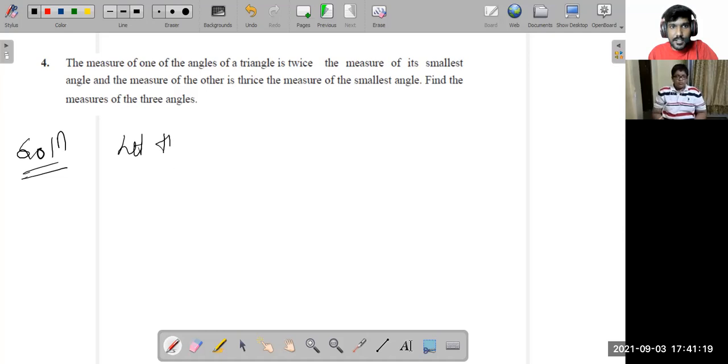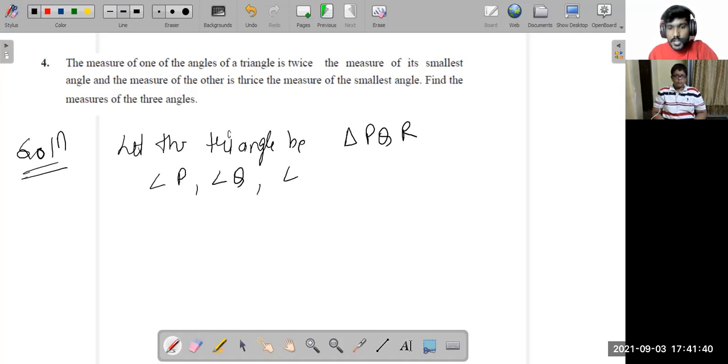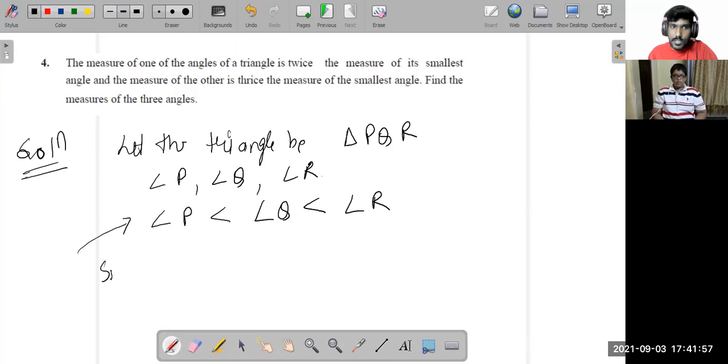Let the triangle be triangle PQR, and the angles will be angle P, angle Q, and angle R. Okay, let angle P be the smallest one. So I'll say angle P is less than angle Q is less than angle R. So P is the smallest one. Correct? Did you understand this?